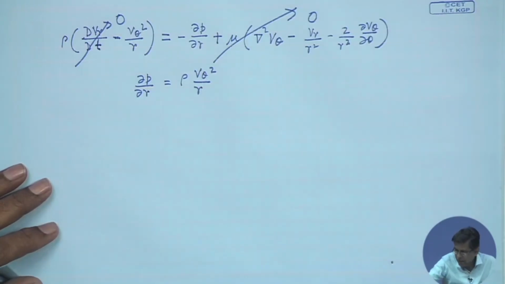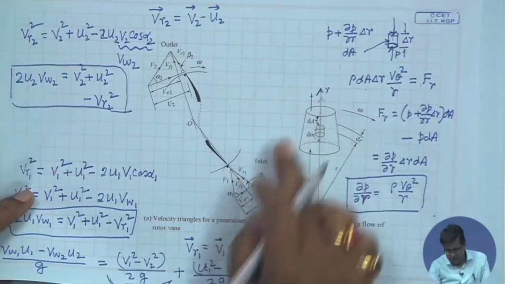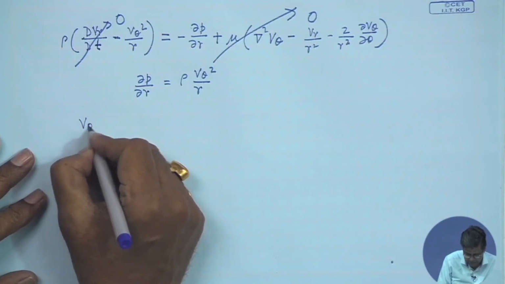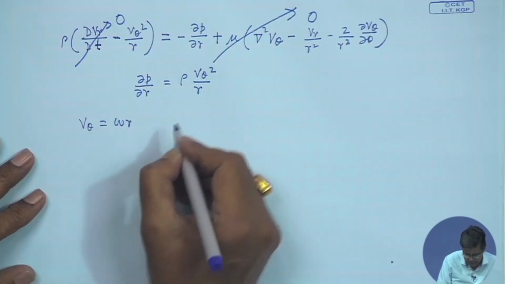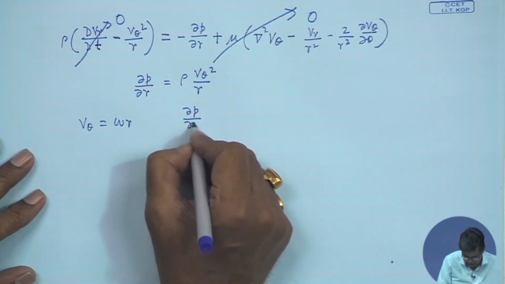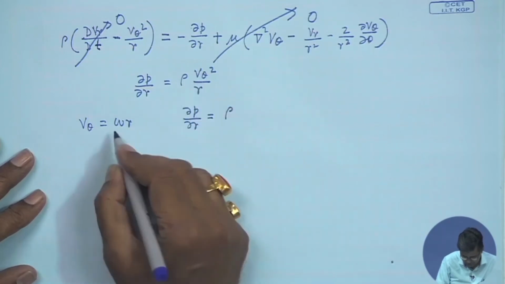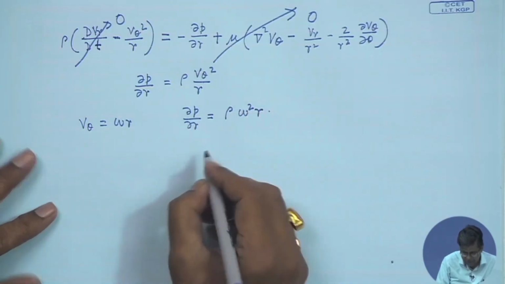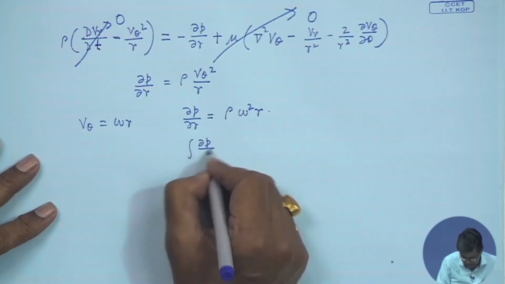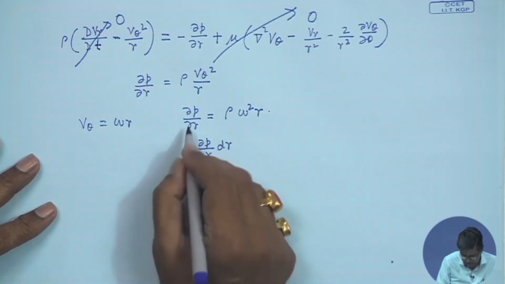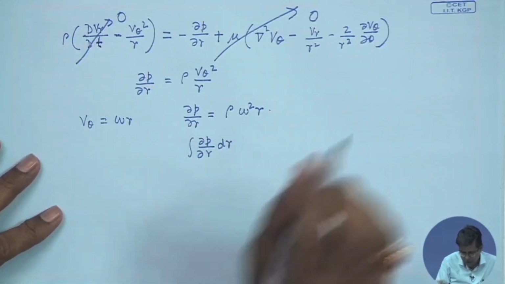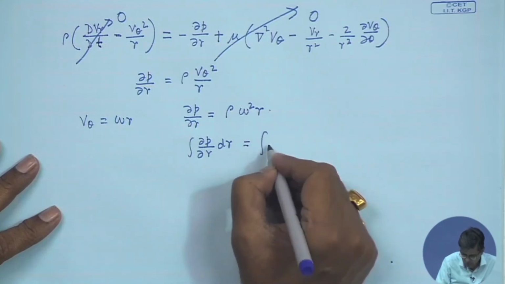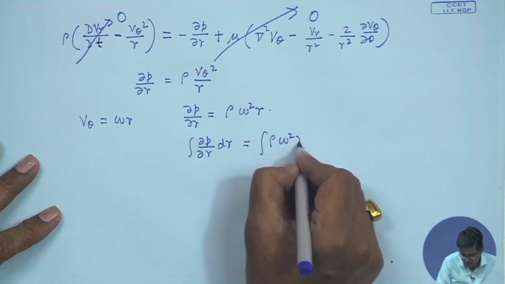Now, if you consider the rotation of this container, and take v theta as omega r, then you can write del P del r is equal to rho omega square r. If you integrate this, and here we consider P as a function of r, not as a function of theta, then we can write dP dr is equal to rho omega square r dr.